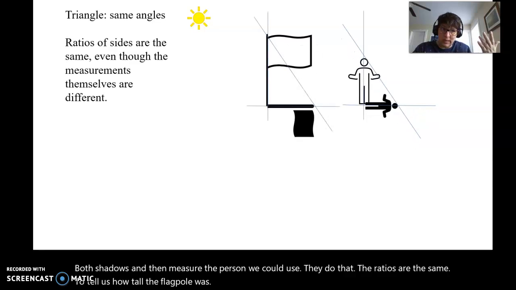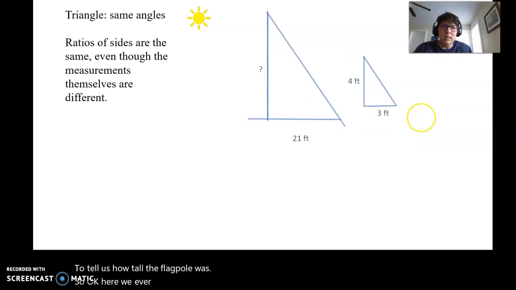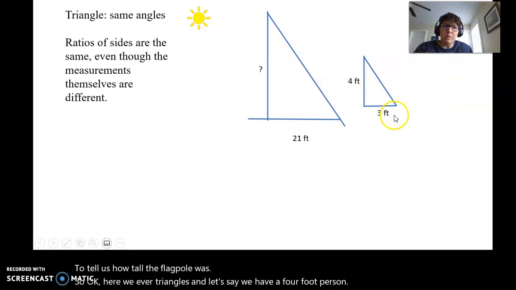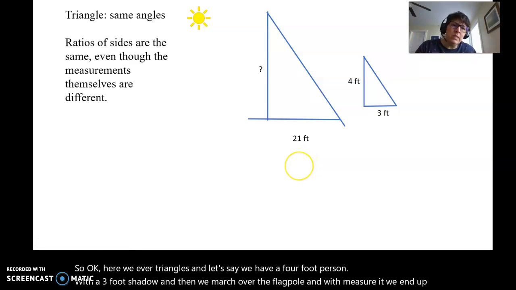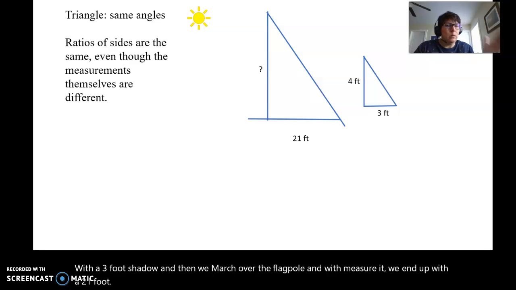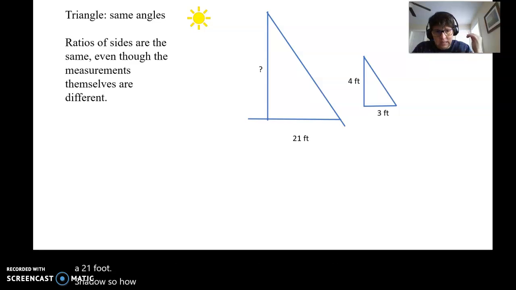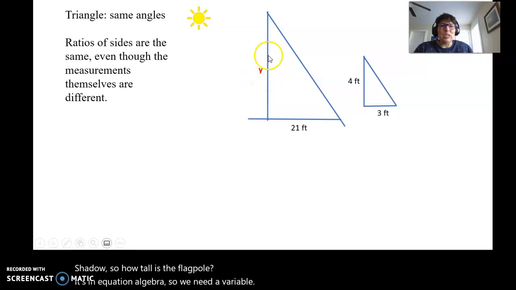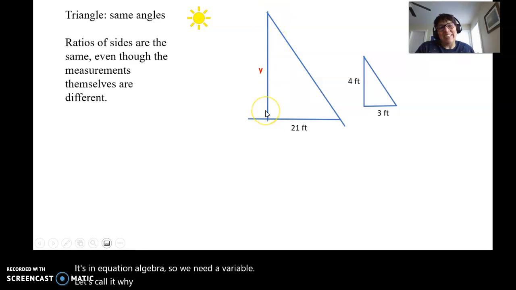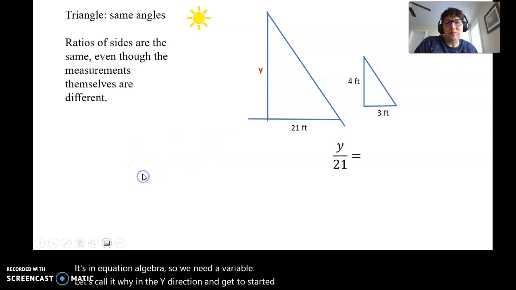So, okay, here we have our triangles, and let's say we have a 4-foot person with a 3-foot shadow, and then we march over to the flagpole and we measure it, and we end up with a 21-foot shadow. So, how tall is the flagpole? Well, it's an equation, algebra, so we need a variable. Let's call it y because it's in the y direction, and that gets us started nicely with the trig.